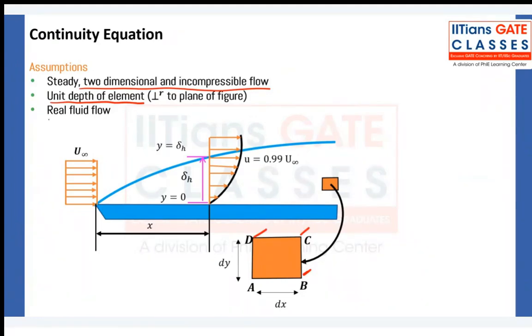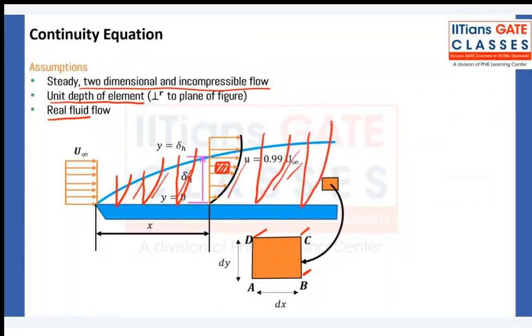So let us take a small element of fluid inside this boundary layer thickness. In this region I am taking one fluid element, because this velocity gradient will not be forming only here, it will be forming everywhere, wherever you go. So I can take this fluid element from anywhere.